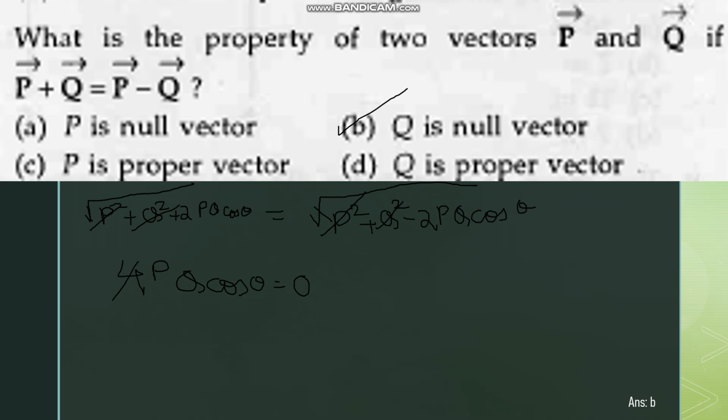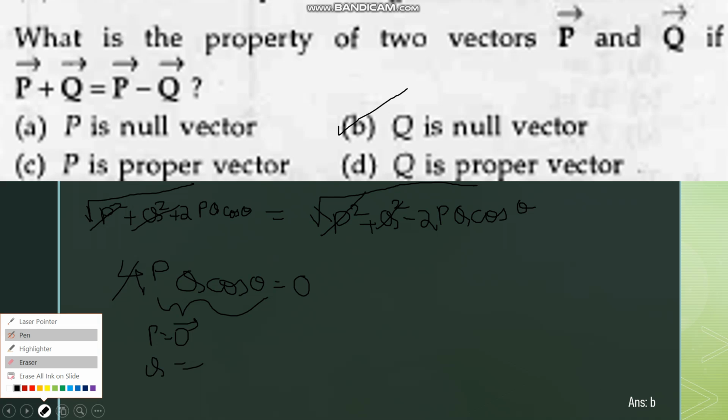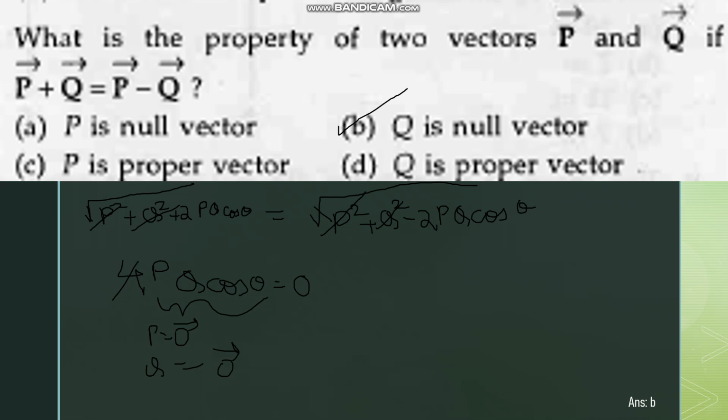We remain with PQ cos theta equals 0. So from this equation we can say that either P is a null vector, or Q is a null vector, or cos theta equals 0. When is cos theta 0? Theta equals 90 degrees. Now this is not in any option, so this will not be the condition. A, B, C, D, none of these satisfies this.